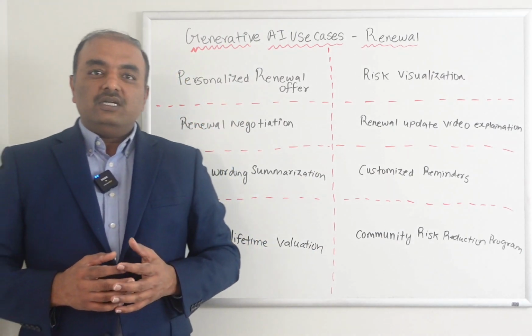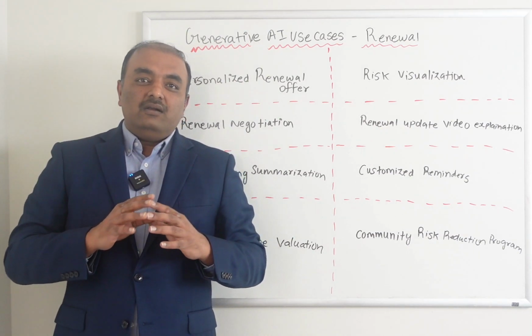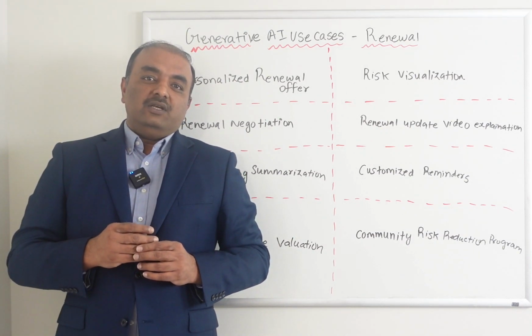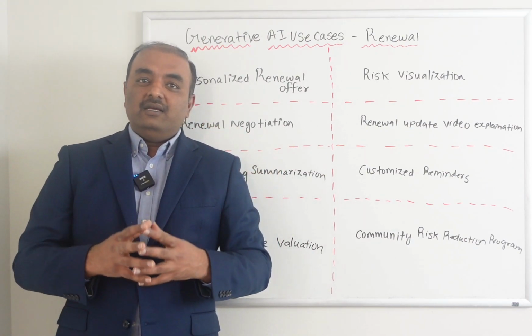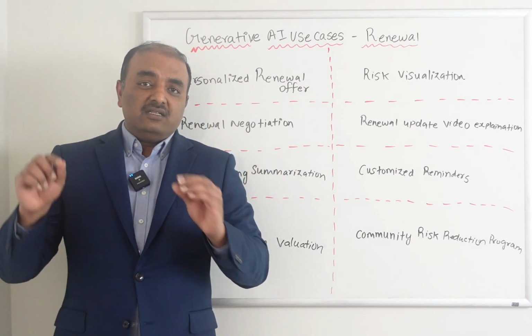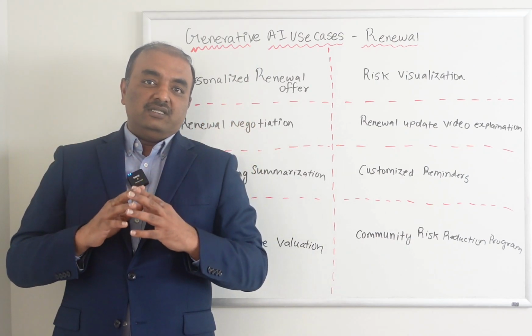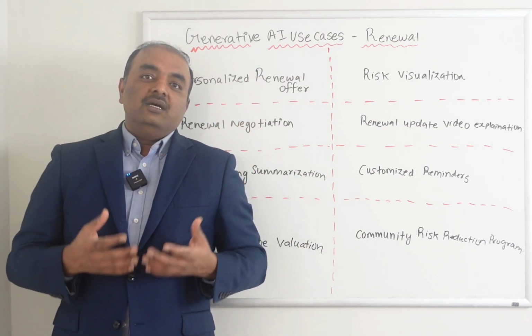Community risk reduction. Now that AI can have data all 360 degrees, say you are a homeowner and you are within a community and that community has safety precautions like fire extinguishers, etc. Based on the community safety measures, you can give some discounts to the customer.